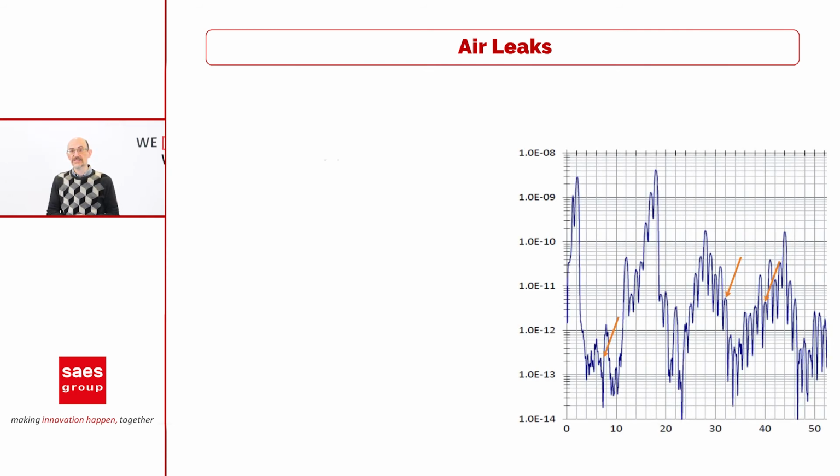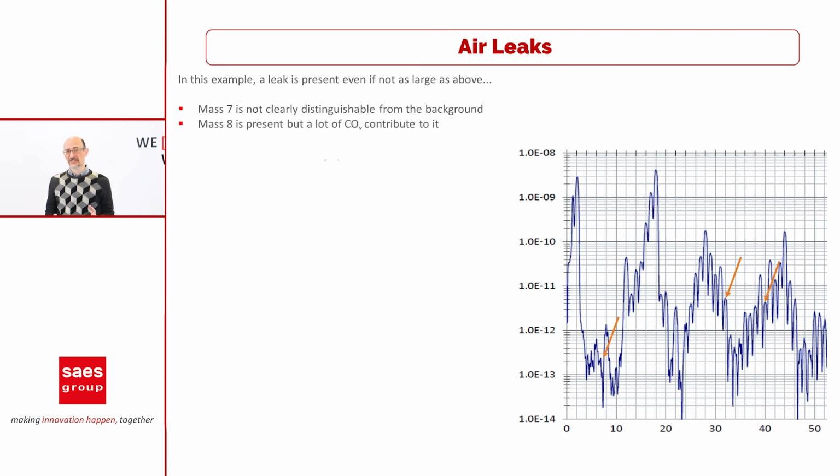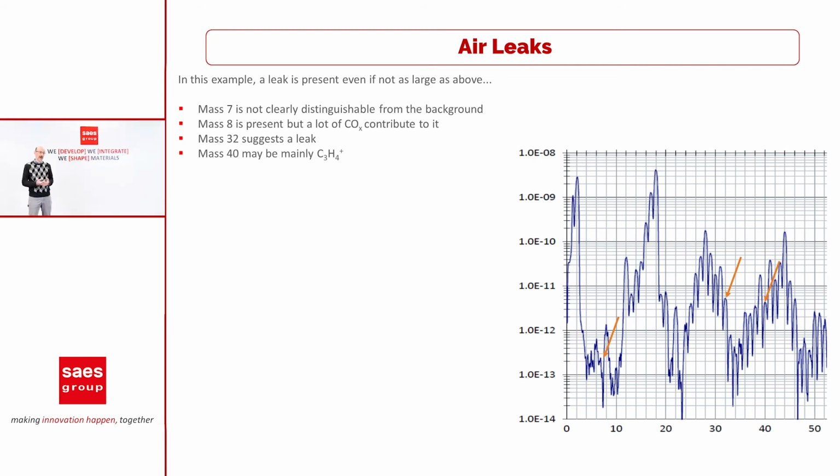For example, this spectrum has been collected in a high vacuum system. There's a lot of water and hydrocarbons too. Mass 7 is not distinguishable from the background. 8 is present, but there's a lot of CO2 that can account for it. Mass 32 suggests a possible leak. Mass 40 is compatible with the hydrocarbon amount. It may be C3H4. Let's analyze mass 14.